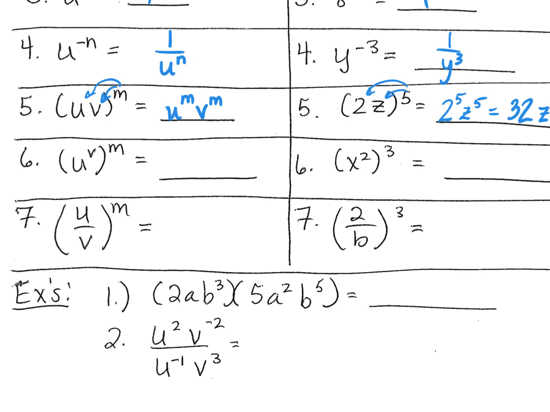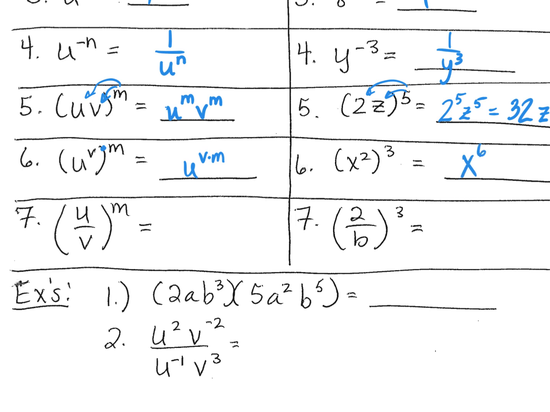Now, if we have a power to a power, what do we do with the exponents? We know we don't add them because we've already used that rule, don't we? We don't subtract them. Yeah, we multiply them. So we just multiply this. This becomes u to the v times m. So x to the 2nd raised to the 3rd power would be x to the 6th.